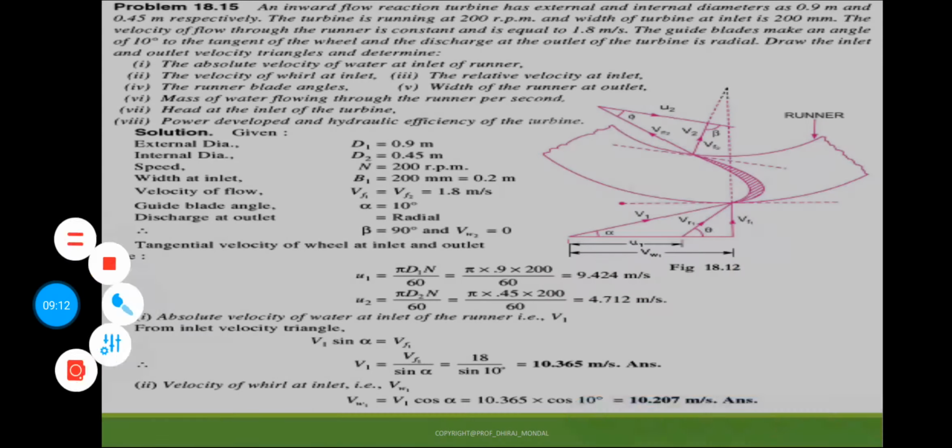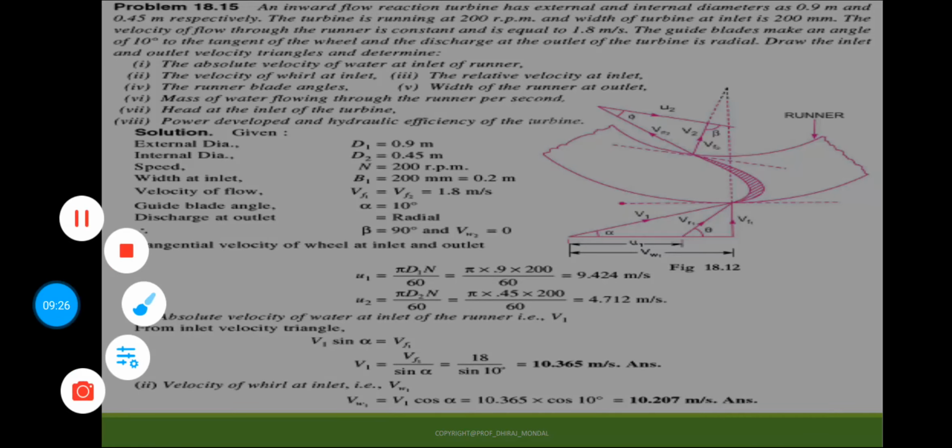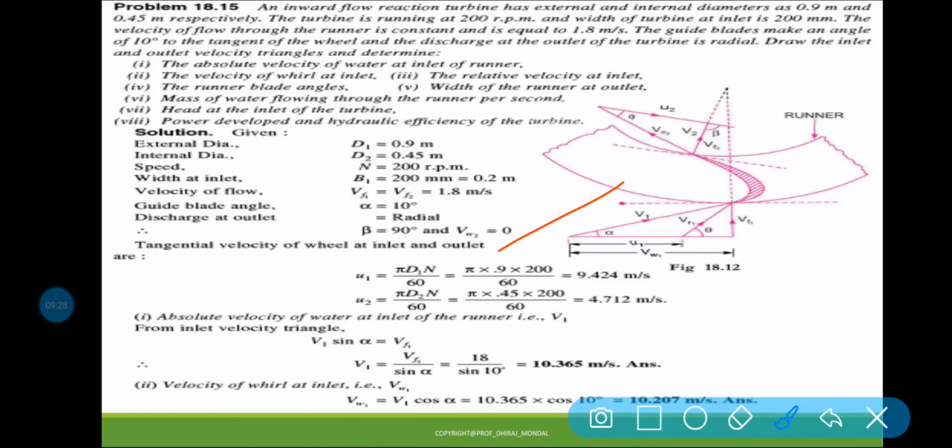Now you can see here this is your tangent, so with respect to the center point, this makes an angle of 90 degrees. Here again it is 90 degrees. Clear? So it is an inward radial flow reaction turbine. You can see water is flowing from outward to inward. Now from this diagram, what do you need to find out?